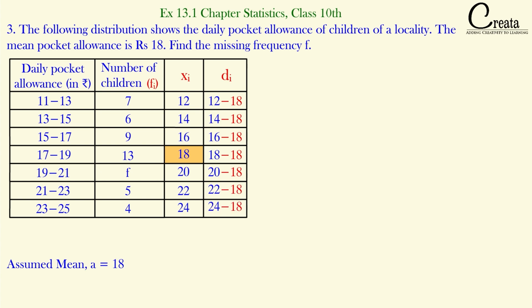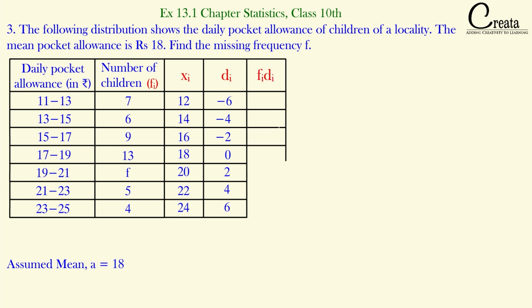Let's do so. The first row, 12 minus 18, is minus 6. Further, 14 minus 18 is minus 4. 16 minus 18 is minus 2. 18 minus 18 is 0. Similarly, 2, 4 and 6. We got the value of di, that is the deviation, and these values look somewhat simple. So we will follow this method, the assumed mean method. What is the next step?